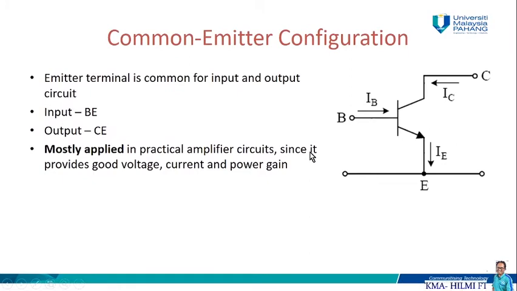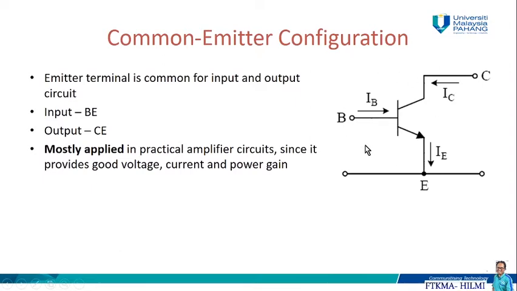And then we have the last configuration, which is the common emitter. The emitter terminal is common for the input and output circuit. So we have the emitter as the common terminal, where the input is from the base to the emitter, and the output is from the collector to the emitter.